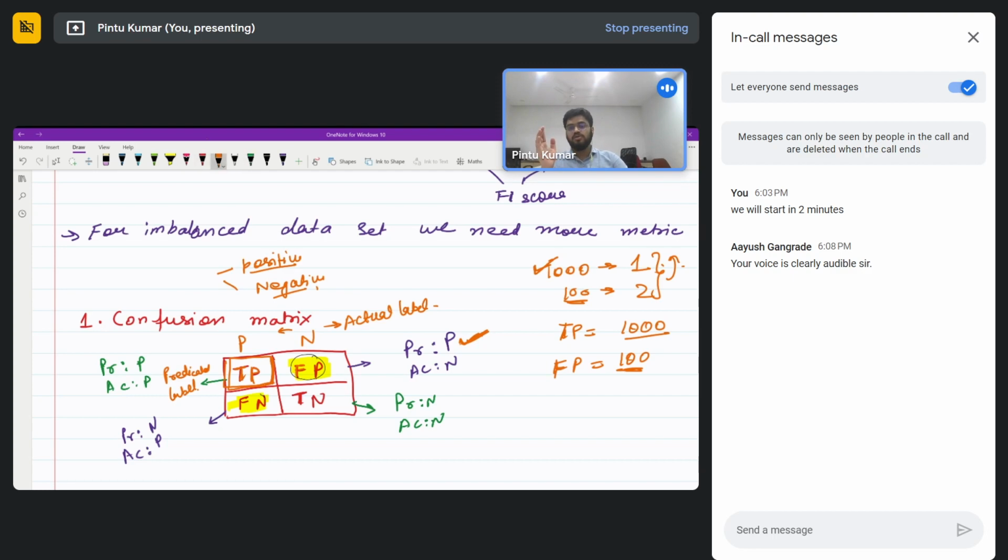Now this position is false negative. What does this mean? Your actual data had positive labels, but your model has predicted it to be negative. So this is just the opposite of false positive. What is true negative? Your data was negative and you also predicted it to be negative. So whatever you have on the diagonal, if that value is large, that would indicate that your model is doing well. But whatever is on the other diagonal, if that value is large, that would mean your model is not doing that great. Okay, so this is the crux of the confusion matrix.